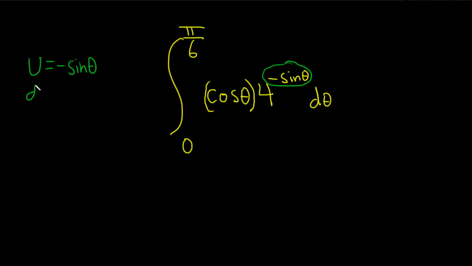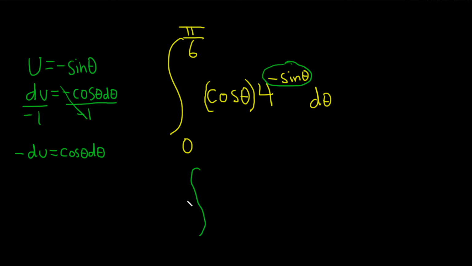And then du, that's the derivative of U. Well, the derivative of sine is cosine. So this will be negative cosine of theta d theta. And now our goal is to make this look like what we have here. So here we have an extra negative sign. So let's go ahead and divide both sides by -1. So that will eliminate that. This will become negative du equals cosine of theta d theta.